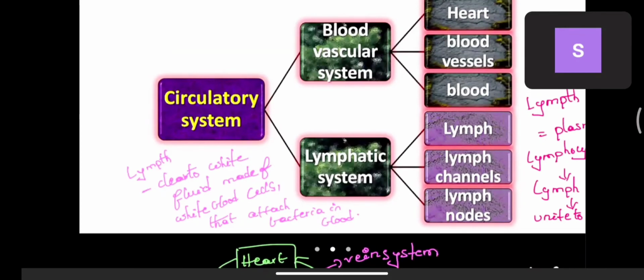This is a very beautiful concept. The frog has two types of circulatory system. One is the blood vascular system and the second is called the lymphatic system. Understood now? In the blood vascular system, we have three parts: the heart, blood vessels and blood. In the lymphatic system, we have lymph channels and lymph nodes. Now, what is meant by lymph here?